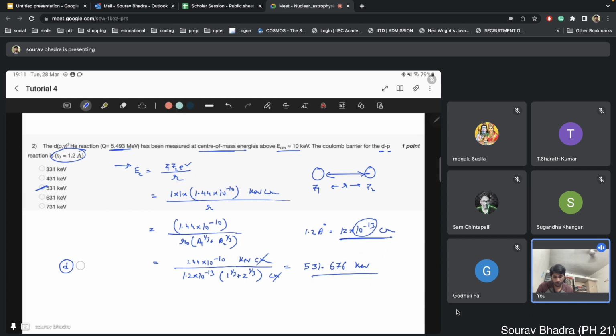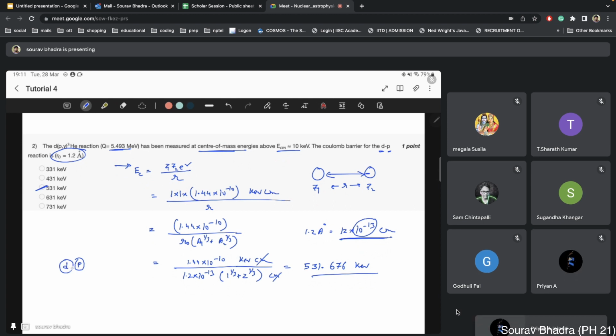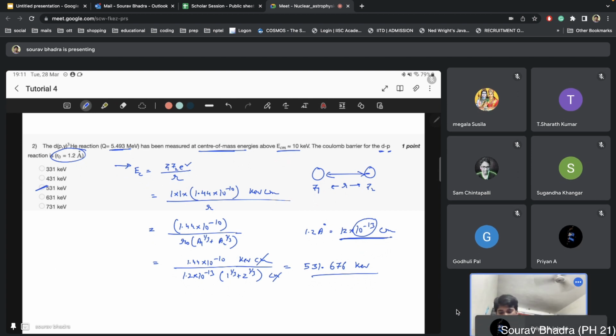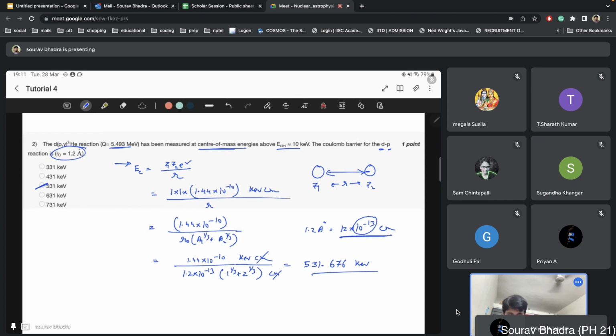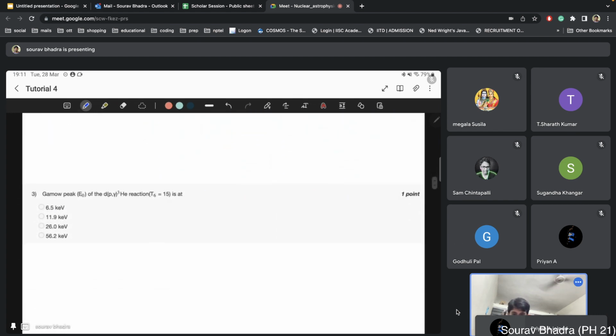That it should not be like this. So this is the least separation, like this. There will be some distance, and that r0 value is given. Okay, so it is 531 keV. Now going to the third problem.